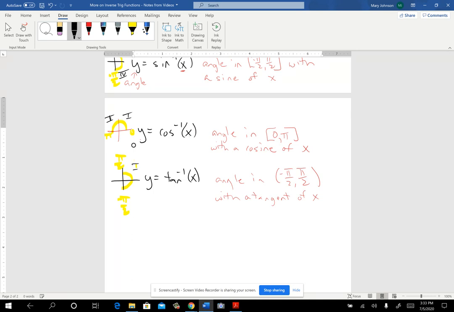And this would be the first and the fourth. But we can't be right at pi over 2 or negative pi over 2. All right, so let me show you how to think about this. So let's go to the worksheet now, and let's work through a few of these.